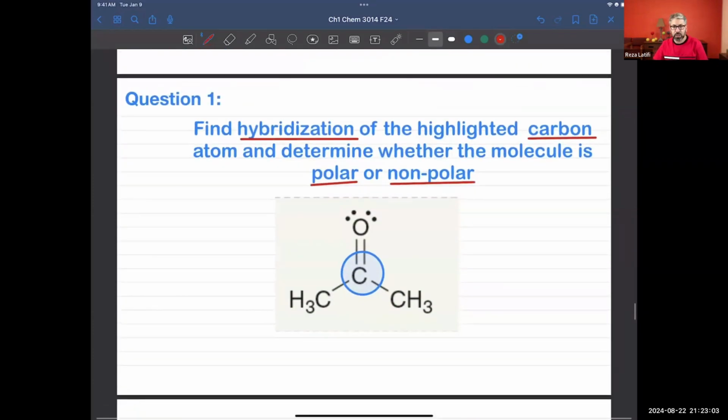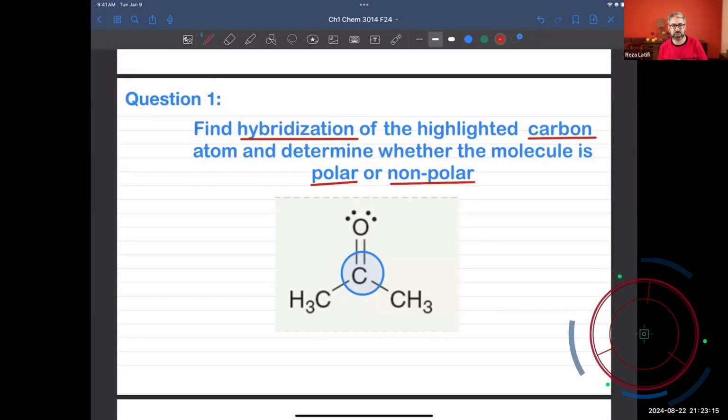Now, this video has some embedded questions. It has two of them, and this is the first question. It is asking what the hybridization of the highlighted carbon is, the one that I circled, and also to determine whether the molecule is polar or non-polar.